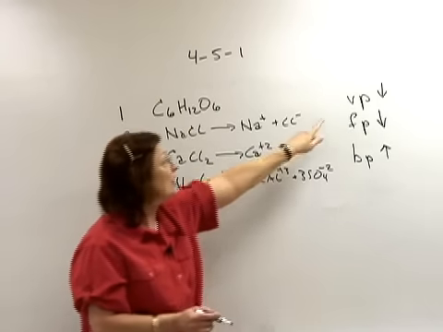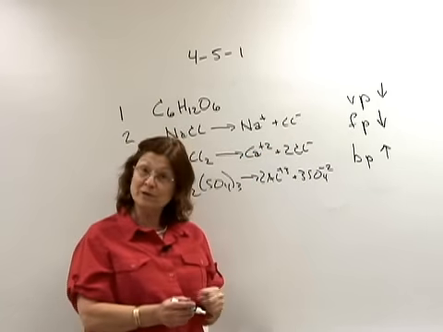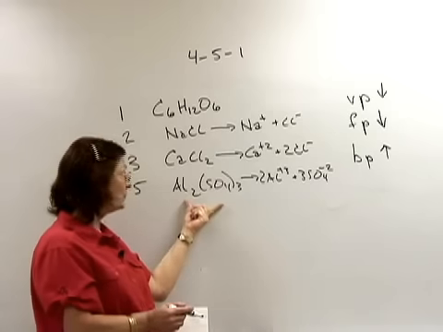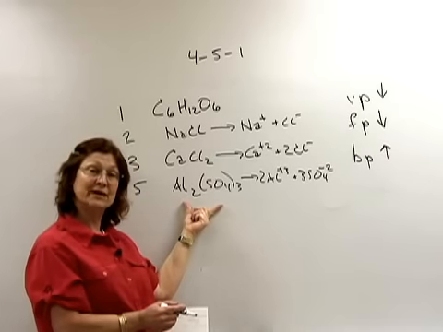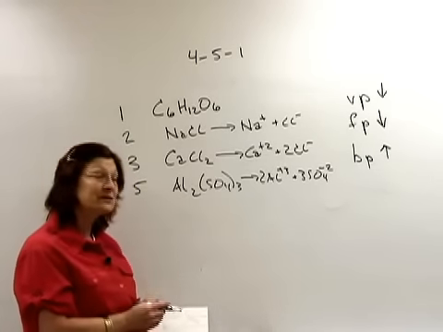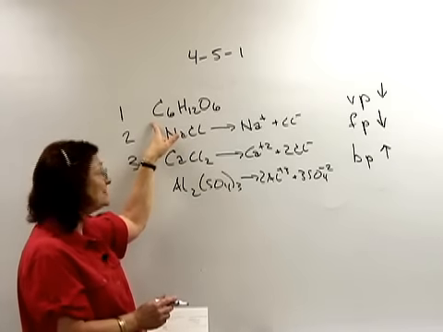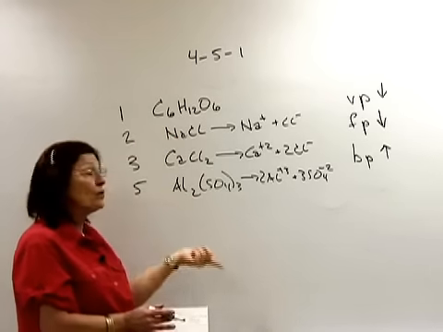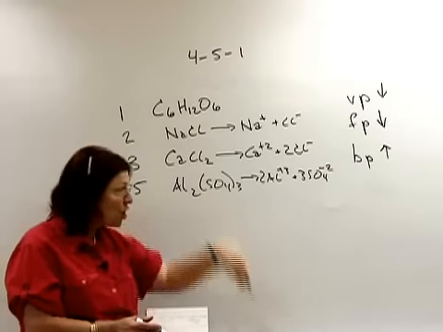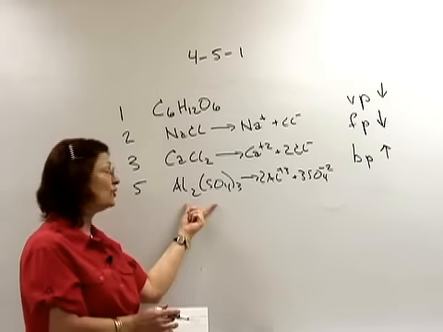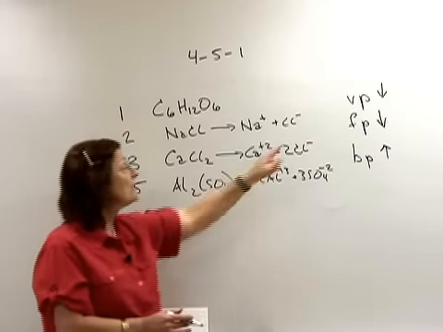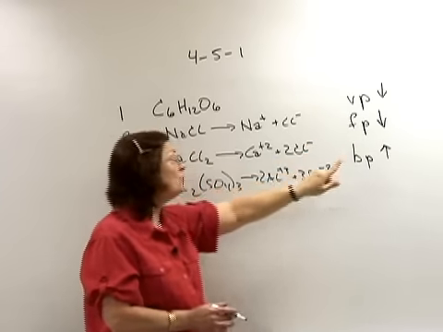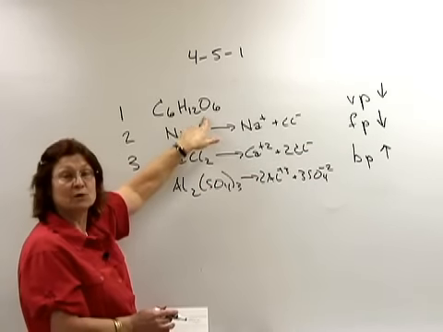Then if I'm looking at vapor pressure, the one with the lowest vapor pressure will be the one with the most particles, aluminum sulfate. The one with the highest vapor pressure will be the one with the least number of particles, which would be glucose. And for freezing point, the one with the most particles would have the lowest freezing point, which would be the aluminum sulfate. The one with the highest freezing point would be the one with the fewest particles, or glucose in this case.